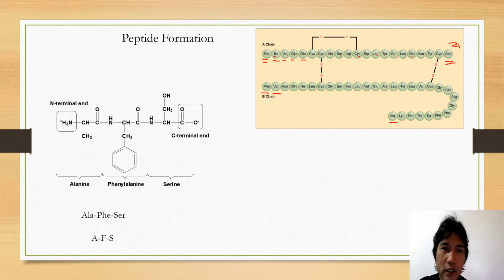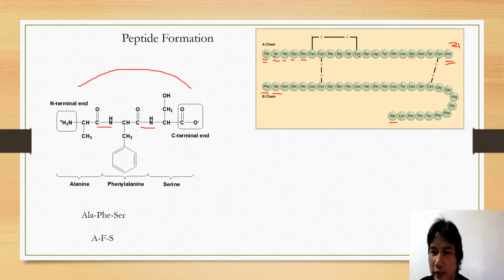This is how peptide bonds look like. This is the peptide bond, and this is another peptide bond. So in this structure, these short peptides have three amino acid residues. When I say amino acid residues, these are the amino acids that are part of the protein. So in chain A of insulin, there are 21 amino acid residues. Take note that I added the word residue because I'm referring to the amino acid that is part of the protein.